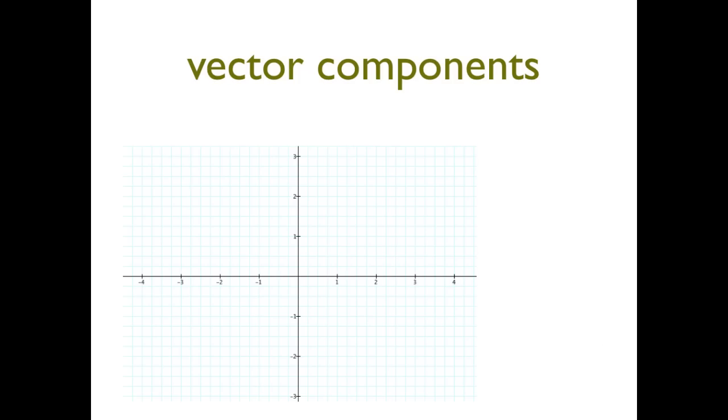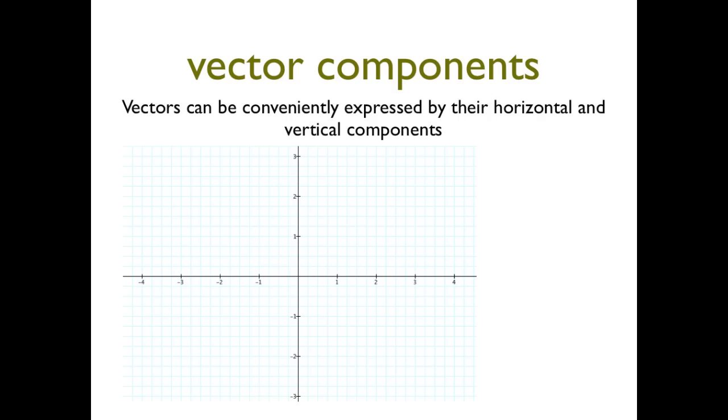Okay, vector components. How do we mathematically represent vectors? In order to compare and combine vectors mathematically, we want to express them in terms of their horizontal and vertical components. So here's a vector U, which can be broken up into the sum of a horizontal part and a vertical part.